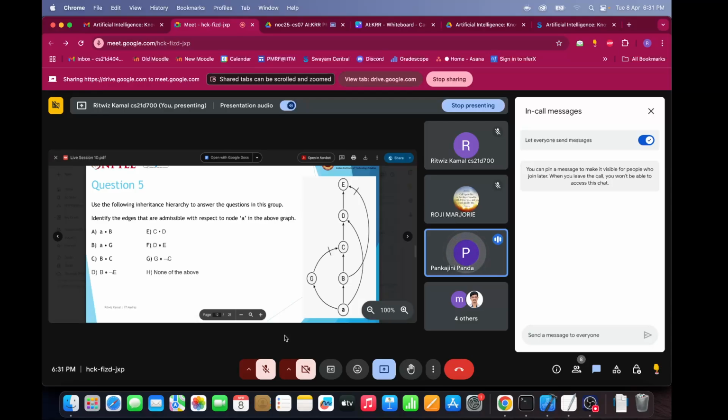So all are admissible except H. Okay. So yeah, as one of your colleagues pointed out, actually all of these edges are admissible.